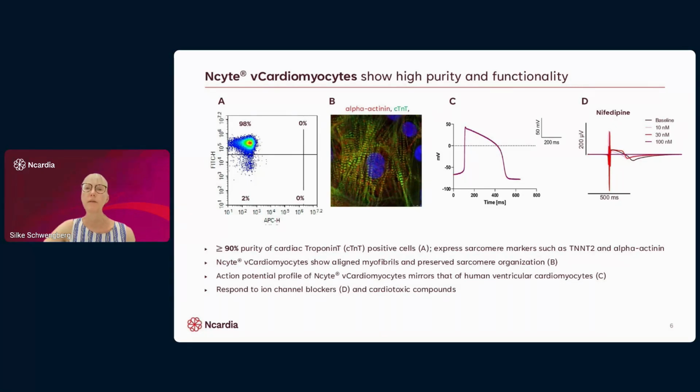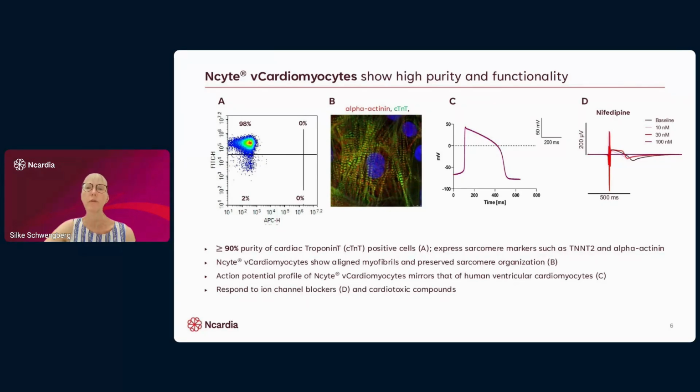In panel B, you can see an immunostaining for cardiac troponin and alpha-actinin, and there you can see that our cells have preserved sarcomere organization. In panel C, you can see an action potential profile that comes from a patch clamp experiment, where you can see that the action potential does mirror that of human ventricular cardiomyocytes. And in graphic D, the compound nifedipine is shown in a microelectrode array. That is actually one of the compounds that we also use for our functional batch release testing.